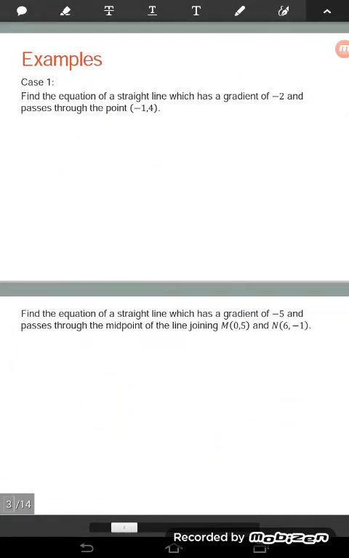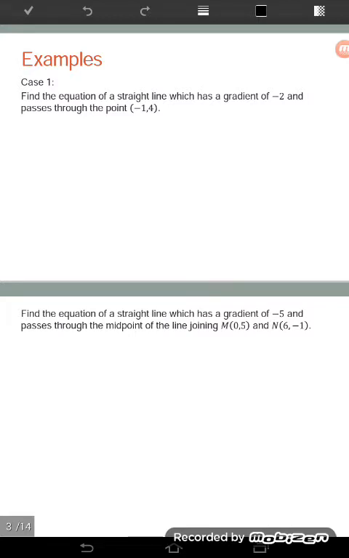Okay, so example. Okay, so find the equation of a straight line which has a gradient of -2 and passes through the point -1, 4. Okay, so what we need is one gradient and 1 point to find c. Okay, so kecerunan dan satu titik untuk cari c. Okay, so ada tak dua-dua ni? Okay, so we have gradient, already have, and then 1 point, so we have this one. Okay, so cukup. Okay, so cukup kita bentukkan.